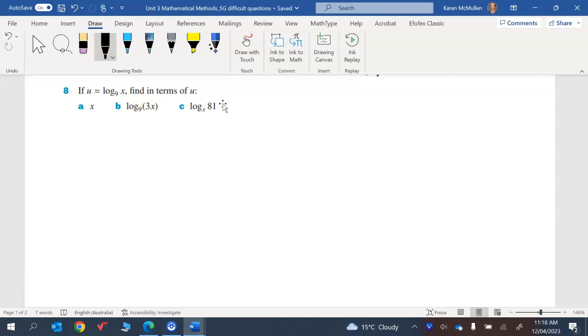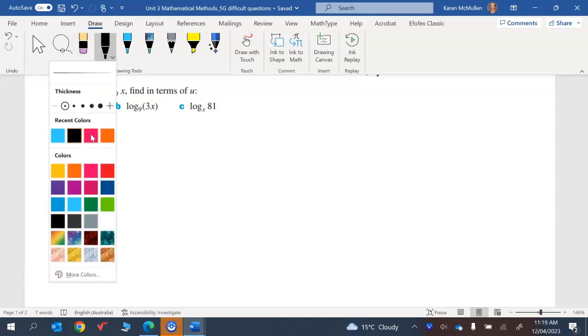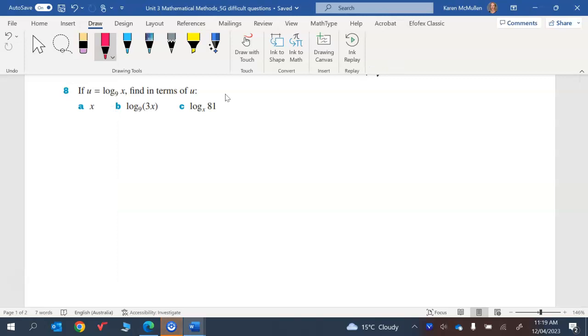All right, so in question 8, let me just find where my notes are in my book. The hard one is really C. So we'll quickly get through A and B, and then we'll do C. So question A, I'm going to just remind myself that u is equal to log base 9 of x, not q. Make sure you don't think it looks like a q, especially because we've just done a question with lots of q's in it.